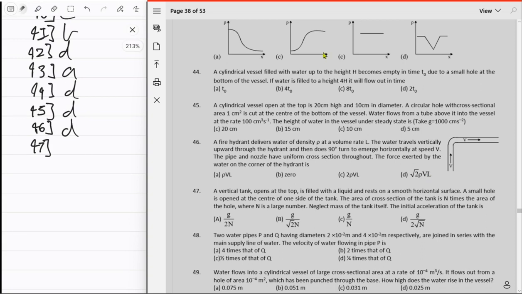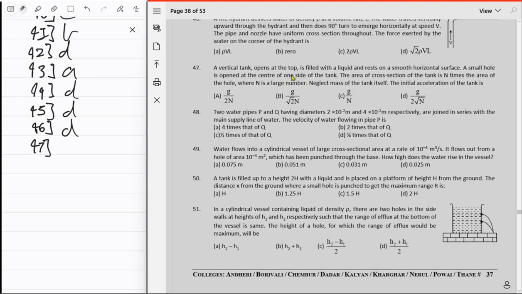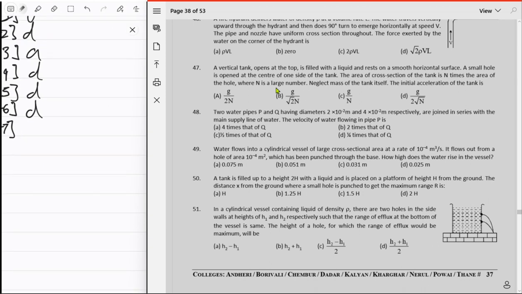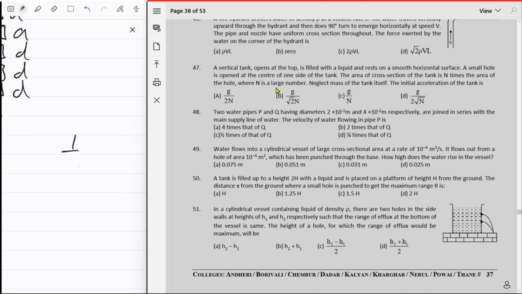Sorry, 47. A vertical tank open at the top is filled with liquid and rests on a smooth horizontal surface. A small hole is opened at the center of one side of the tank. The area of cross section of the tank is n times the area of the hole, where n is a large number, so x equals 1 upon n, right? Initial acceleration of the tank. Oh, okay, that's different. The acceleration of the tank.